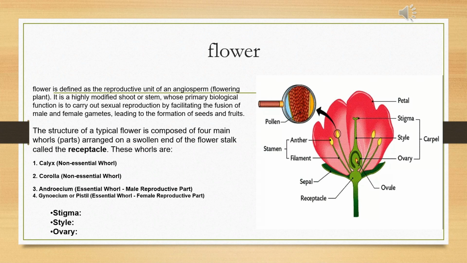calyx, that is a non-essential whorl, and corolla, that is also a non-essential whorl. The next one is androecium, an essential whorl, and it is the male reproductive part, as you can see in the image. The next one is gynoecium or pistil, that is also a very essential whorl and is called the female reproductive part. The gynoecium contains three different parts: stigma, style, and ovary.